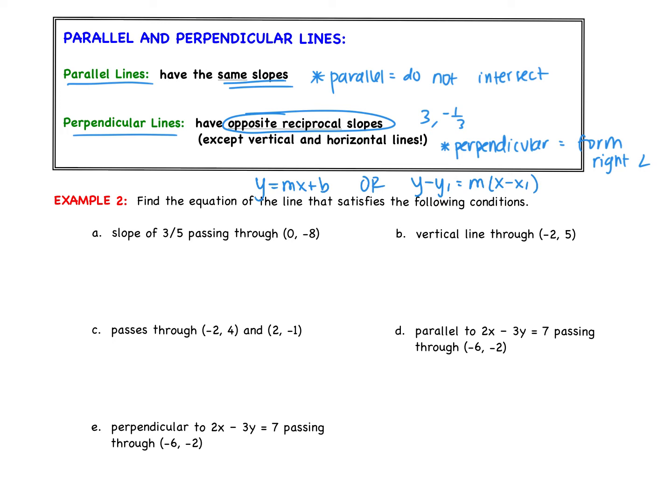Example A, a slope of 3/5 and passing through 0, negative 8. 3/5 is our slope m. 0, negative 8 is the y-intercept, which means that b is negative 8. So I can use slope-intercept form. And my line is y equals 3/5 x minus 8. And that's it.